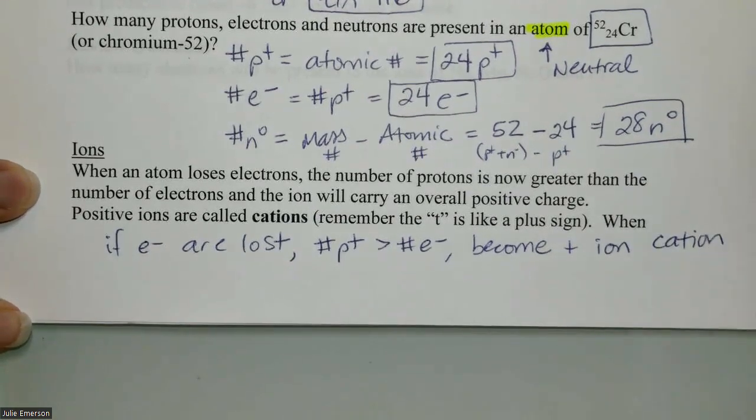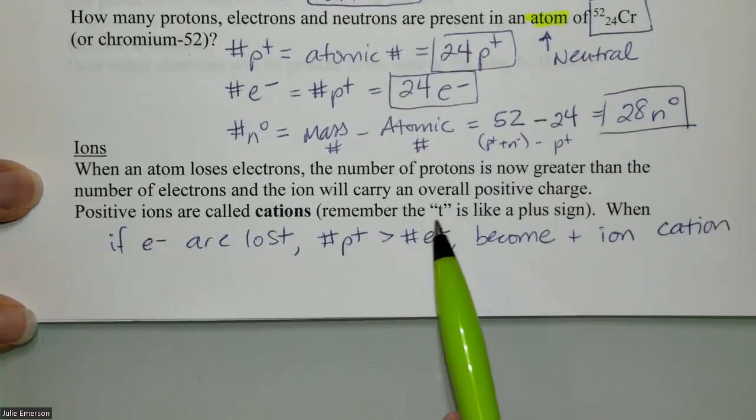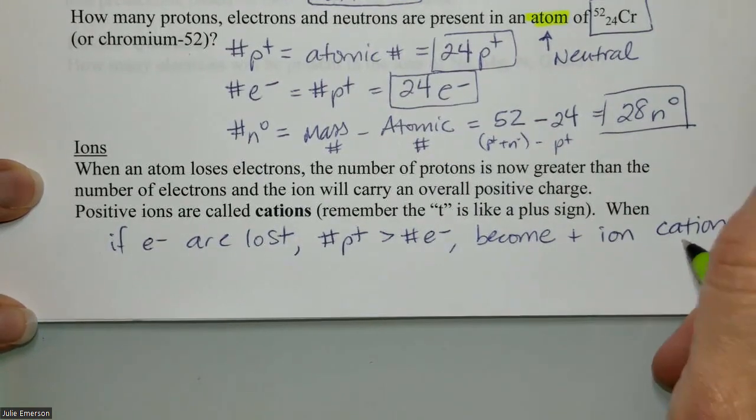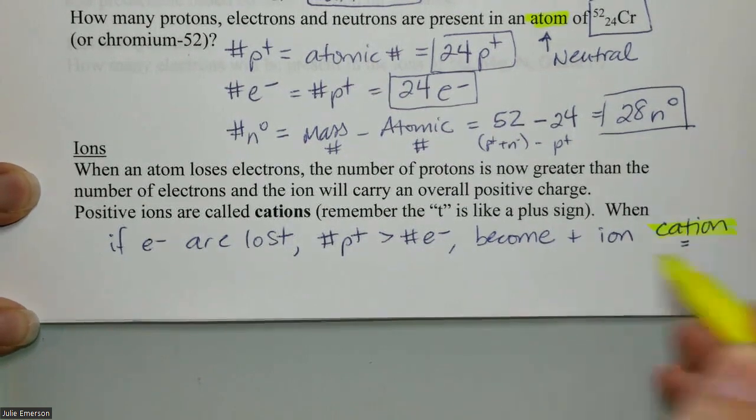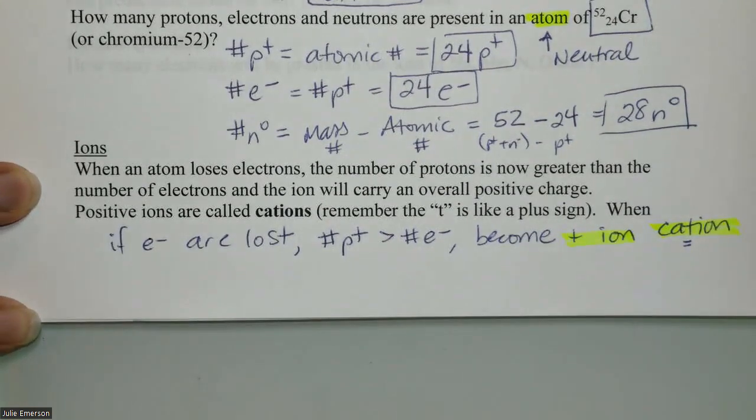And what I think is helpful is to remember that the T in cation is your plus sign. So that helps you remember that cations are positive ions. At least I thought that helped me when I was learning it. So cation, just terminology, means it's a positive ion.